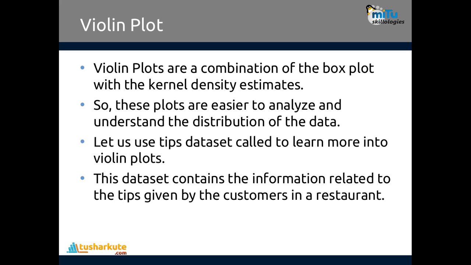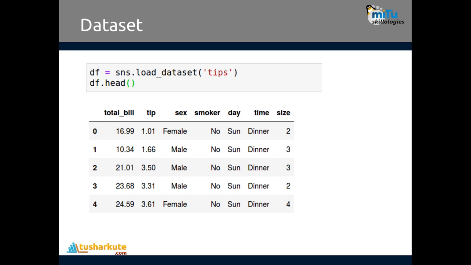Now let's see the violin plots. Violin plots are a combination of the box plot with kernel density estimation. These plots make it easier to analyze and understand the distribution of data. Let's use the tips data set to learn more about violin plots. This data set contains information related to the tips given by customers in a restaurant. So let's see this one.